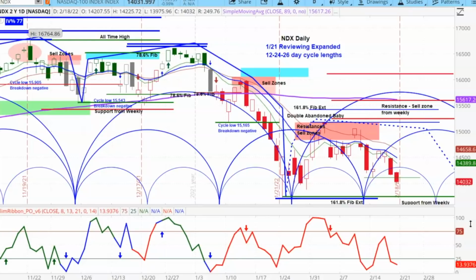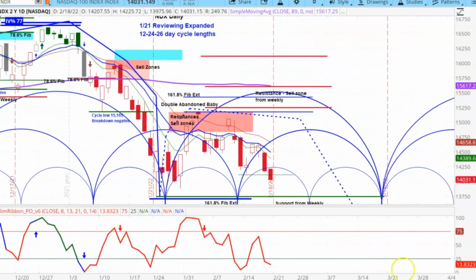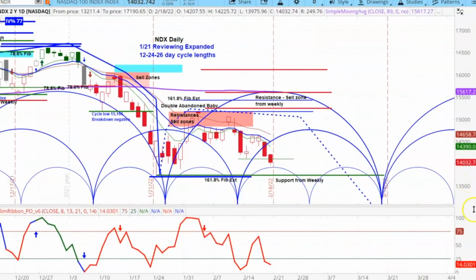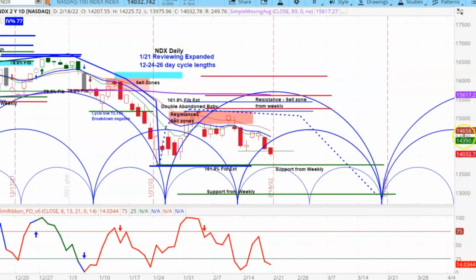So this is a good look at the Nasdaq, which is set up to continue on the downside, and projections down under 13,000 and sometime in the March time frame. So that's a look at the markets.